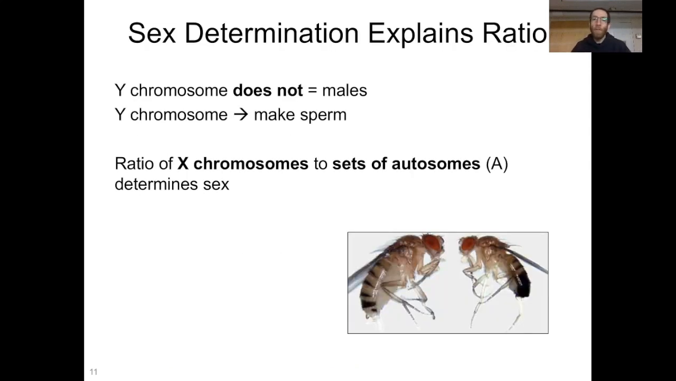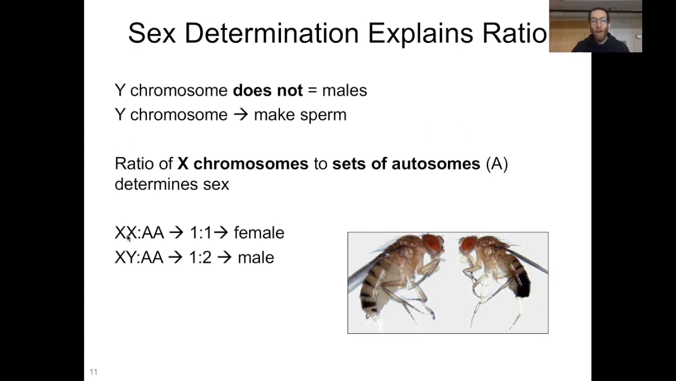The explanation for this is how sex determination works in fruit flies. Now, fruit flies are different from humans. In fruit flies, the Y chromosome does not determine the sex. The Y chromosome contains the genes to make sperm, but it doesn't determine sex during development. What determines sex is the ratio of X chromosomes to the sets of autosomes. And in a second here, we're going to abbreviate sets of autosomes to the letter A, right? That just means sets of autosomes. So that ratio is what determines the sex.